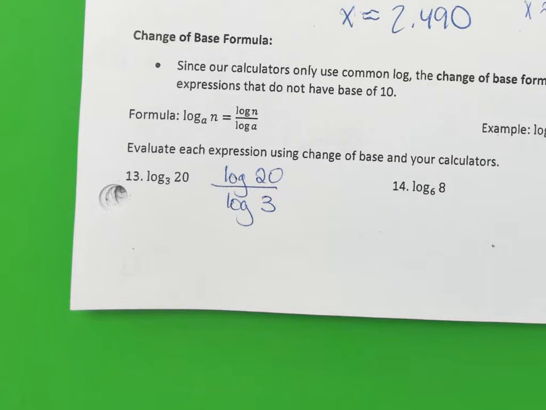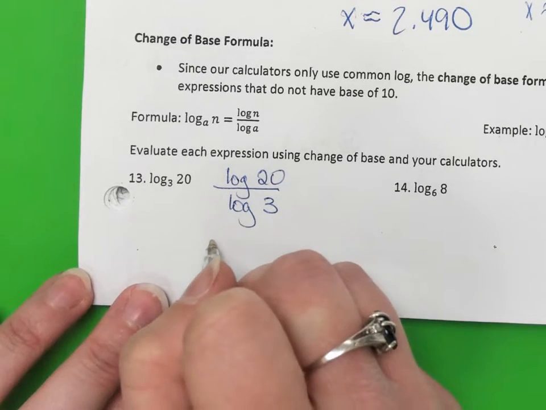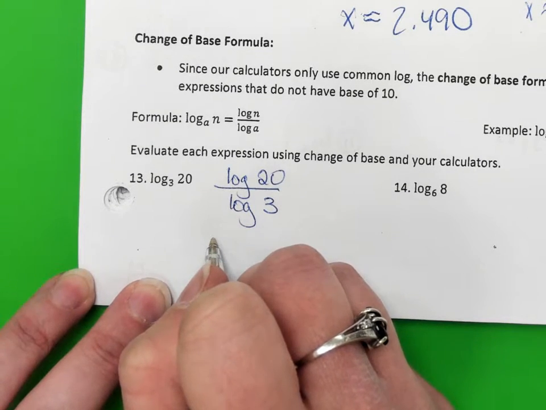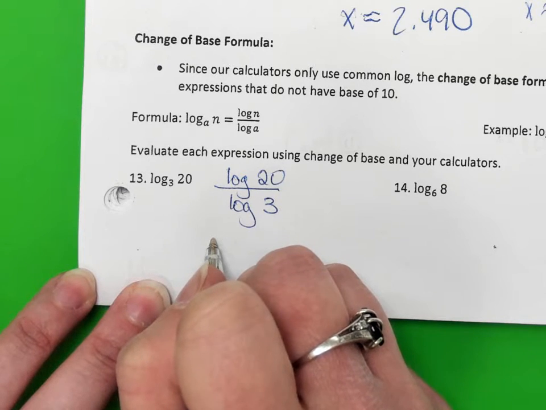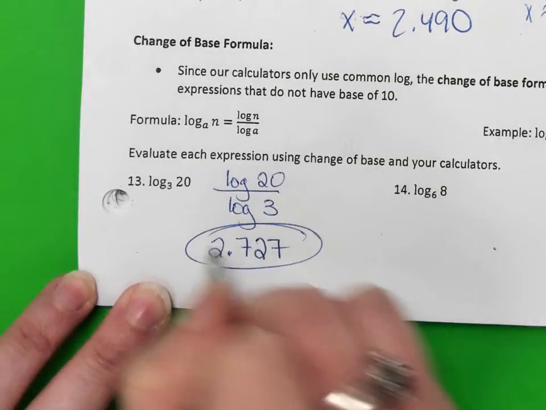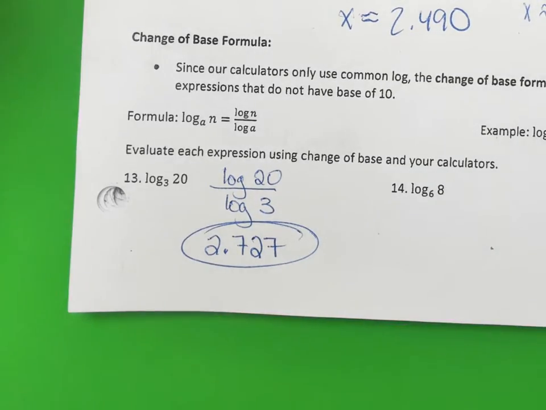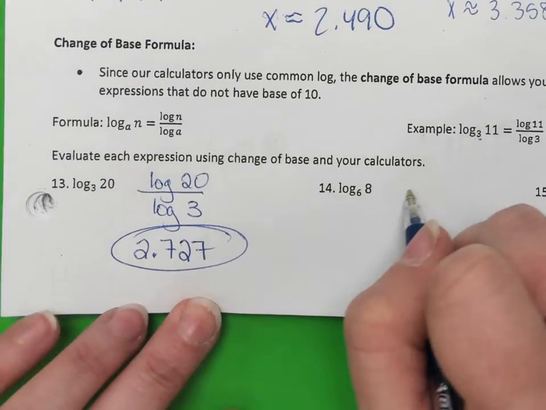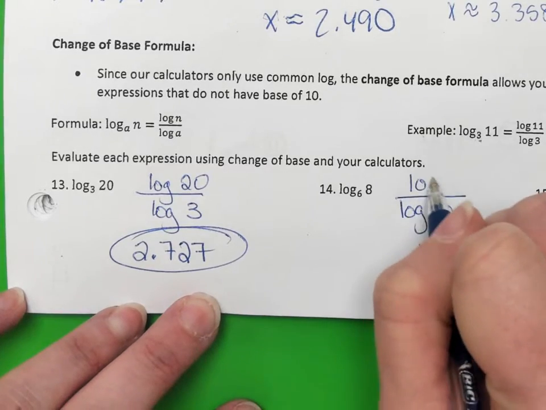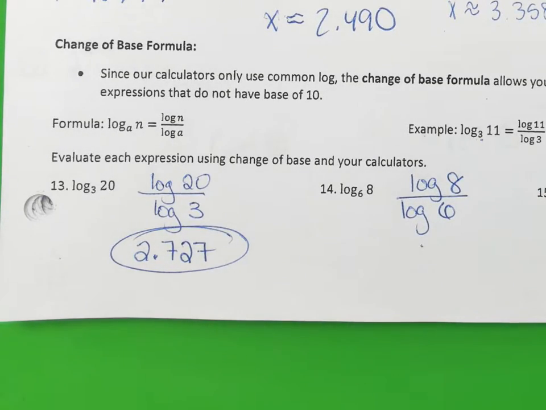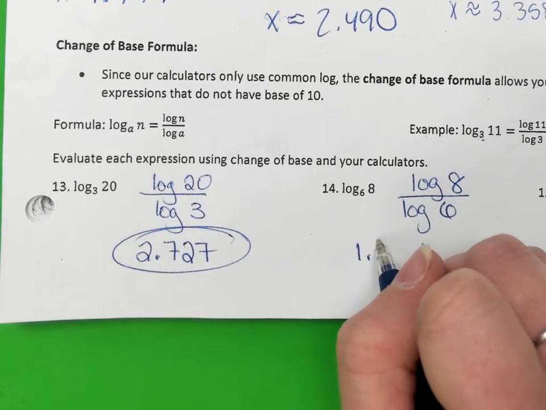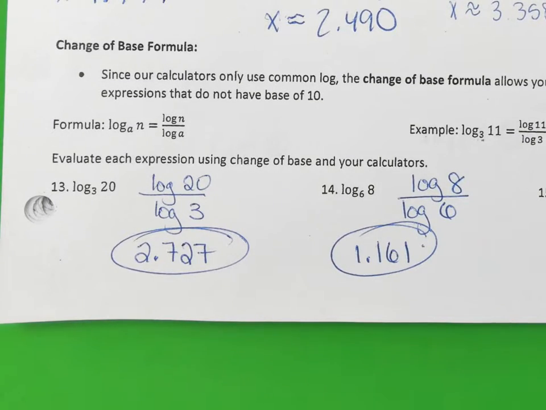So log of 20, close parentheses, divided by log of 3. What'd you get? Y'all agree with that? Okay, what about number 14? What's your base? 6 is your base, so that's going to go on bottom, and the regular number is going to go on top. So it's log of 8, close your parentheses, divided by log of 6. Scotty, you write this on your paper, dear? Okay. What'd you get? 161? Okay. Any questions?